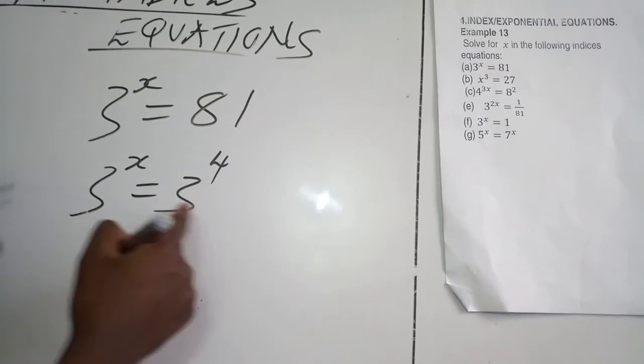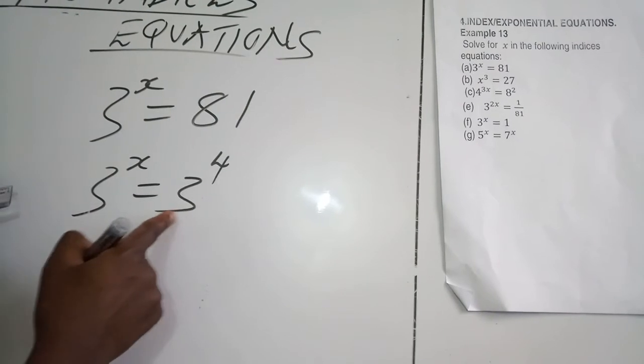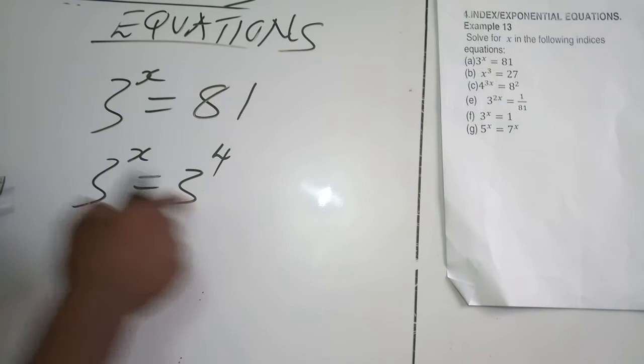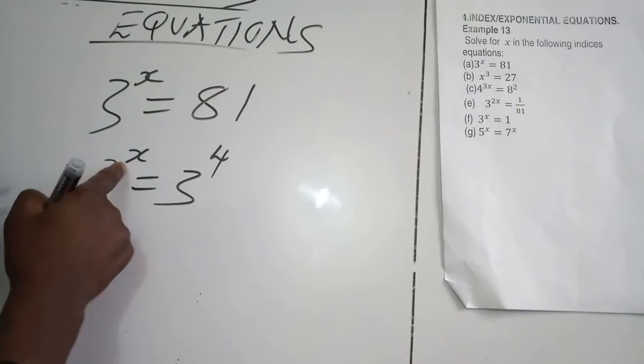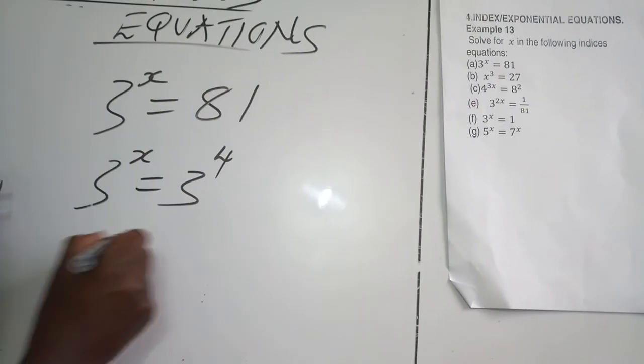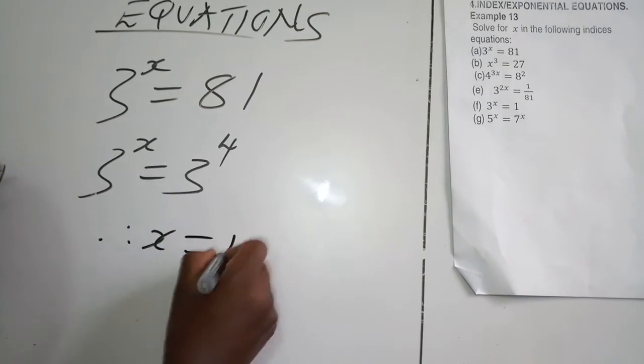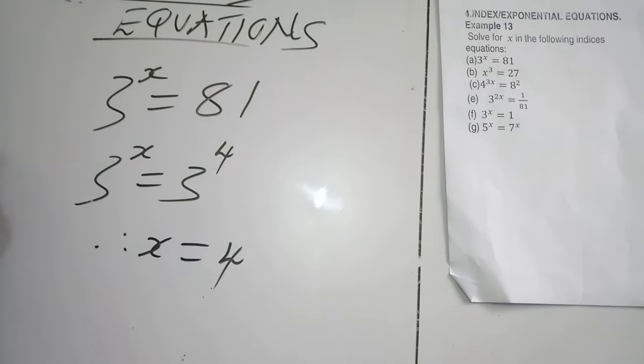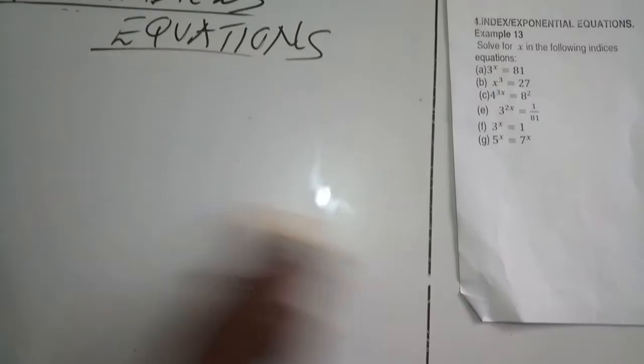If you have such an index equation and you have similar bases, the rule is: whenever you have an index equation and the bases are similar, what do you do? Equate the powers. Therefore, x is equal to 4. We are done.